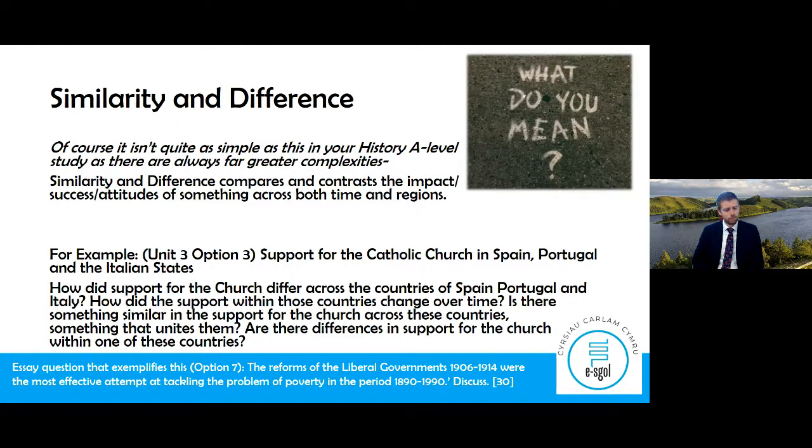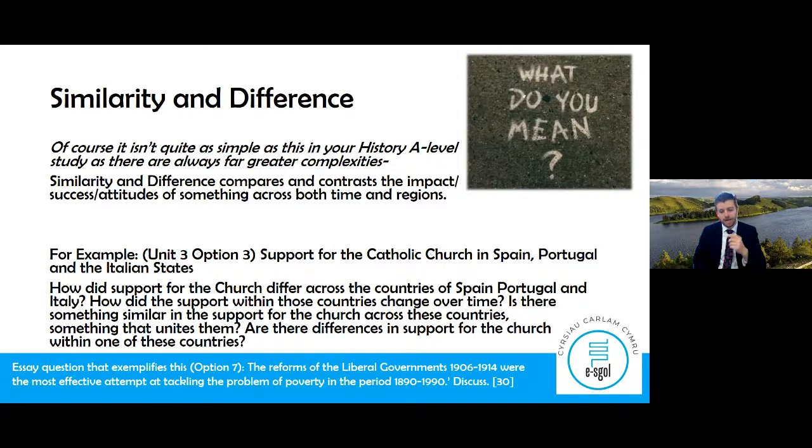So an example from Option 3, sorry, within Unit 3, could be, and this is taken absolutely word for word from the specification, the content: support for the Catholic Church in Spain, Portugal, and the Italian states. If you were to read that at first, you'd think, I need to know everything there is to know about the support for the Catholic Church in these 3 countries. But when we break it down and see that it's in that similarity and difference category, that's when we start to understand that it's not too much content.